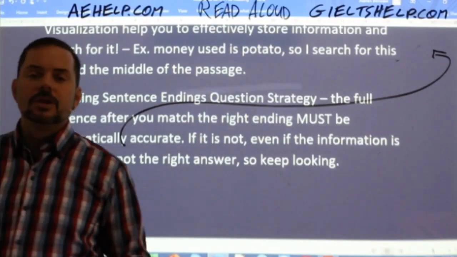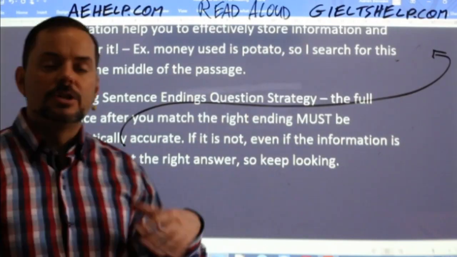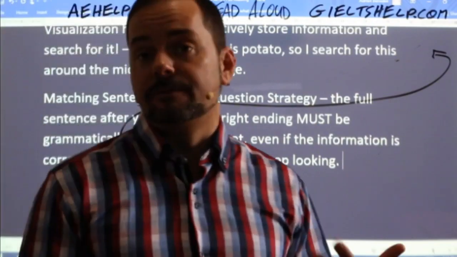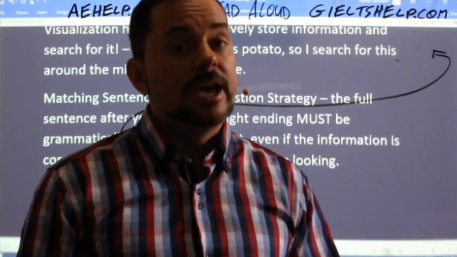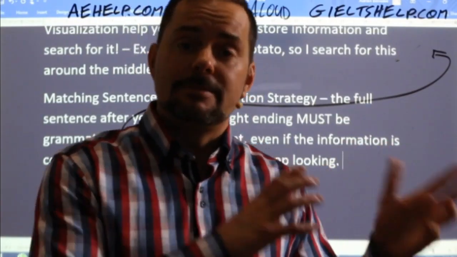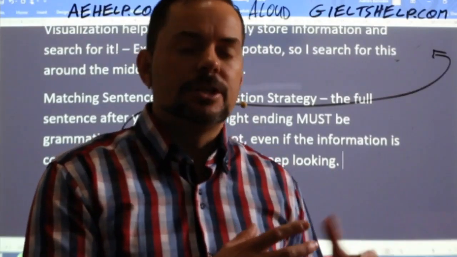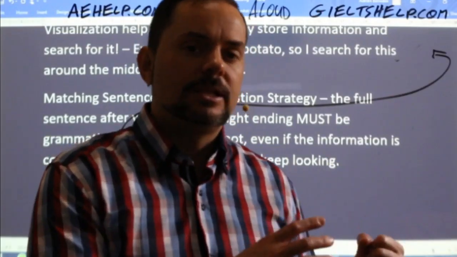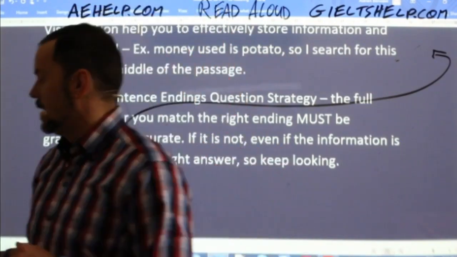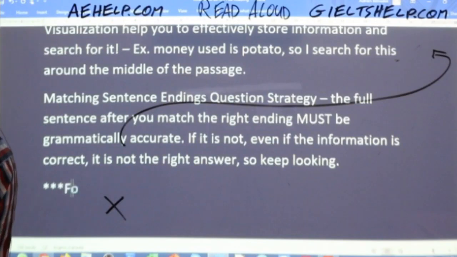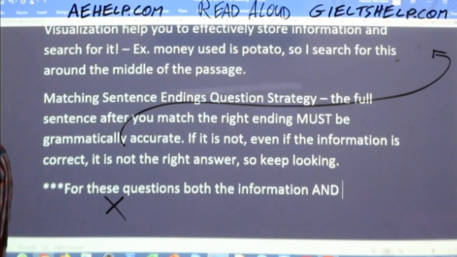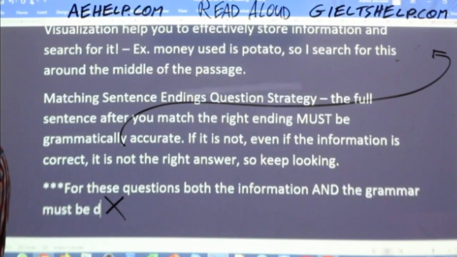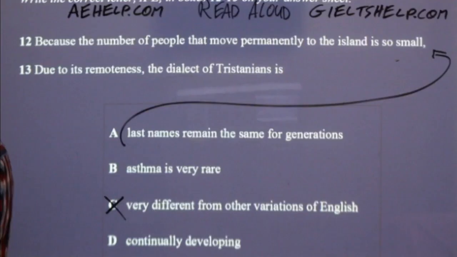Okay, careful. One of the really common mistakes with that type of question is students find an answer that looks correct, the information looks correct, so they're like, oh, okay, it's that one. And then they don't even continue reading the other options, and they get it wrong because they don't realize that the grammar doesn't match. So it's kind of a tricky question. It's not just the information that has to match correctly, but the grammar has to match as well. Keep that in mind. It's a really important point. For these questions, both the information and the grammar must be correct. It's an important piece of advice for these types of questions.